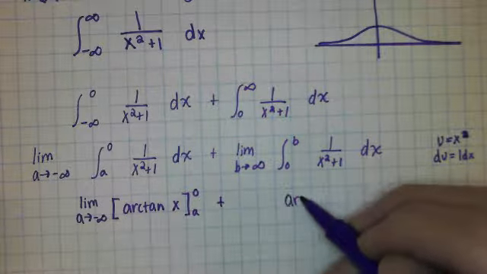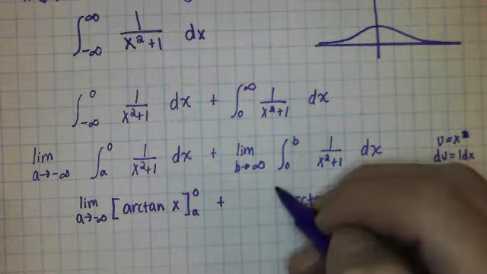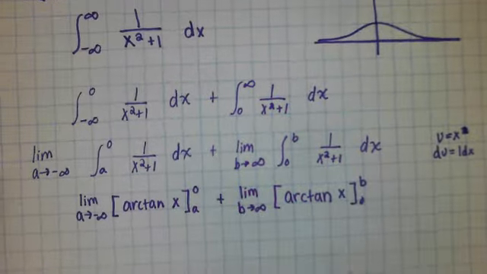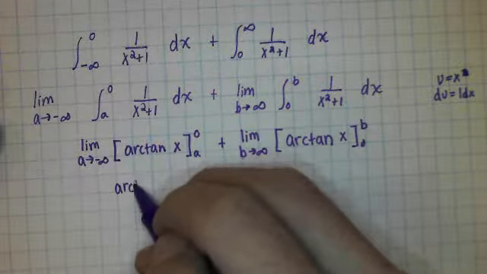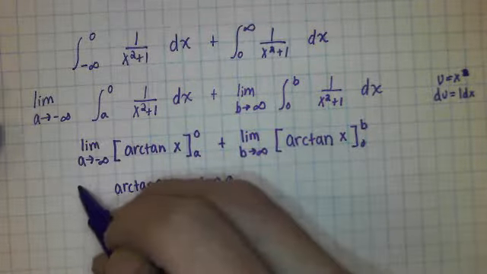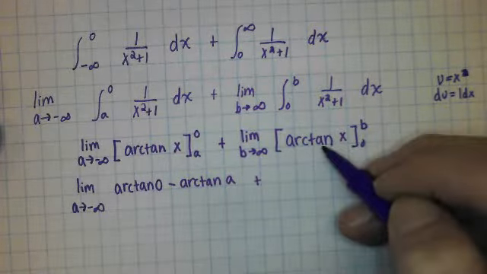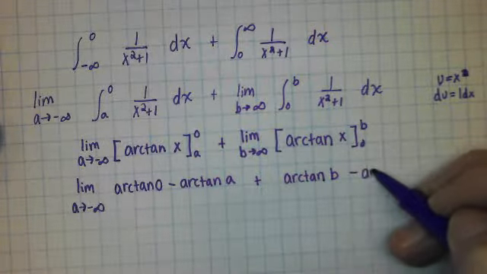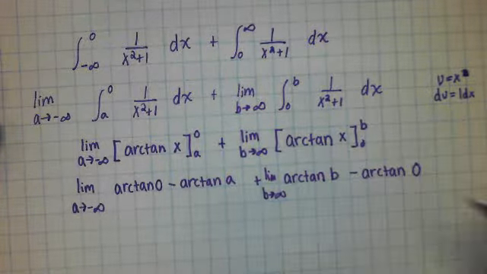Just watch your notation here. It can be rather challenging to have to copy everything out to make sure that everything's in the right spot, but you want to keep your limit here until you actually take the limit. So when we do our fundamental theorem, we usually plug in the 0 first. So we're going to have arctan of 0 minus the arctan of a, and we are going to take the limit as a goes to negative infinity for that. Plus, when we substitute in the b, we're going to have arctan of b minus arctan of 0, and this will be the limit as b goes to infinity for that.